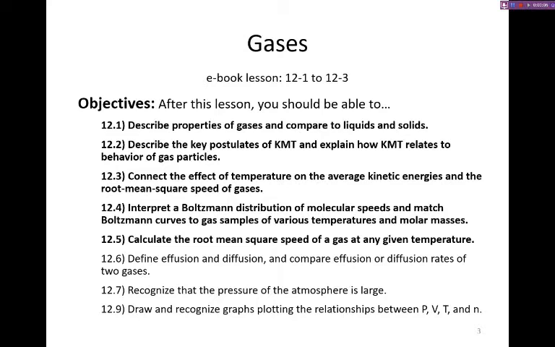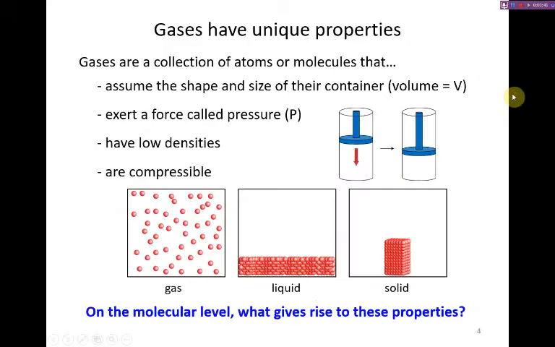In this video, we're going to learn more about gases. Specifically, we're going to learn about how gases compare to liquids and solids and discuss how the kinetic molecular theory explains this behavior. We're then going to look at other applications of gases, specifically their kinetic energies and the speeds of gas particles, and how that relates to what we call a Boltzmann distribution, a distribution of gas particles. And then finally, we're going to finish up by calculating the root mean square speed of a gas at a specific temperature. Let's begin.